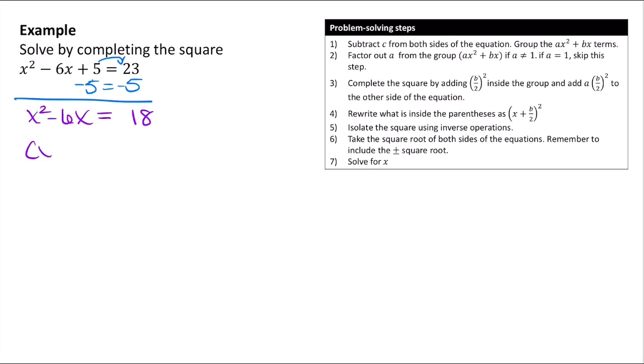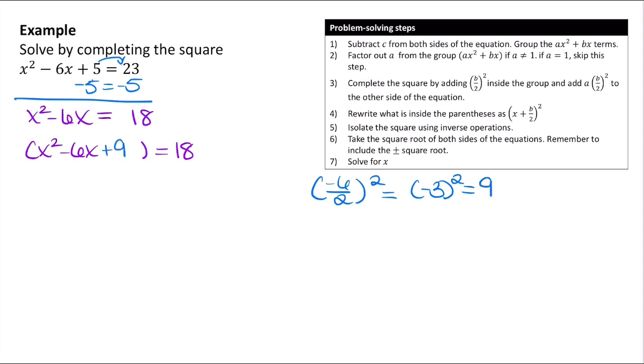Okay, so now I'm going to put together my x squared minus 6x and leave some room to complete the square. So I'm going to take that value of b, which is negative 6, divided by 2, and then square it. So negative 6 divided by 2 is negative 3, so we have negative 3 squared, which is equal to 9. So I'm going to add 9 on the inside, which means I need to add 9 over here.